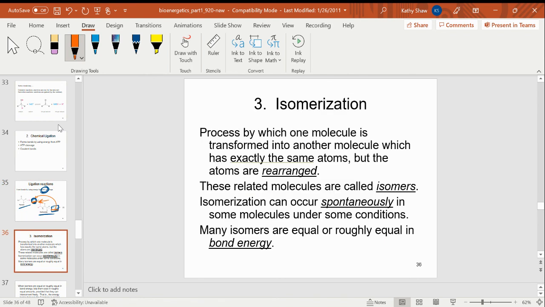Okay, isomers, really easy. I'm not adding or taking away anything, but I'm rearranging the molecule. So I might have, say, glucose, C6H12O6, and I might rearrange that into fructose, C6H12O6. If I just look at what's in there, it looks like I did nothing. I had to tell you it was glucose going to fructose because I didn't add or take away anything.